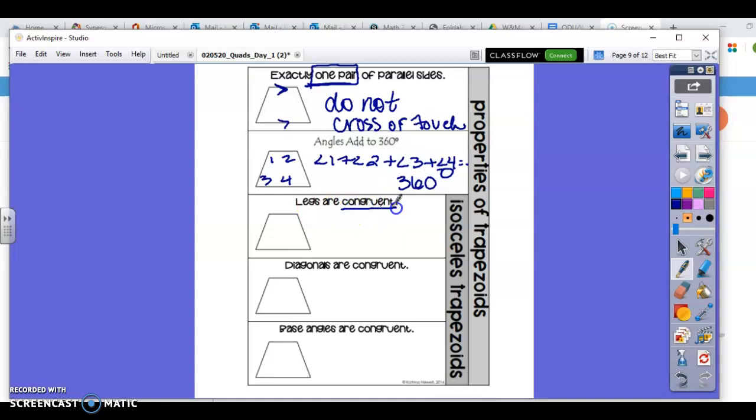Legs are congruent, so they're equal. This is a leg, and this is a leg. Diagonals are congruent, so diagonals, that means from one side to the other, they're congruent, so they're equal. And lastly, base angles are congruent. So the base angles are this angle and this angle, so those are the bases. Those are equal. And then these 2 angles up here are the top bases. They're equal. So these 2 have the same measurement, and these 2 have the same measurement.